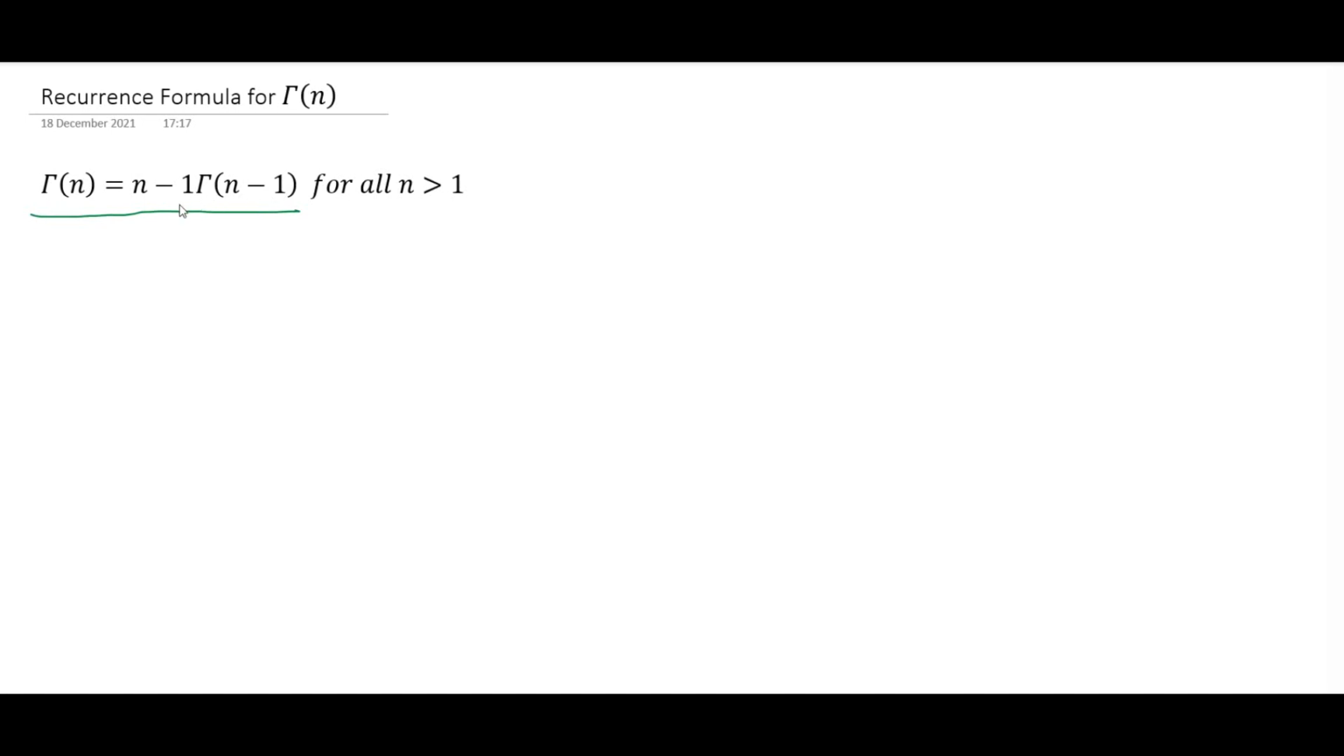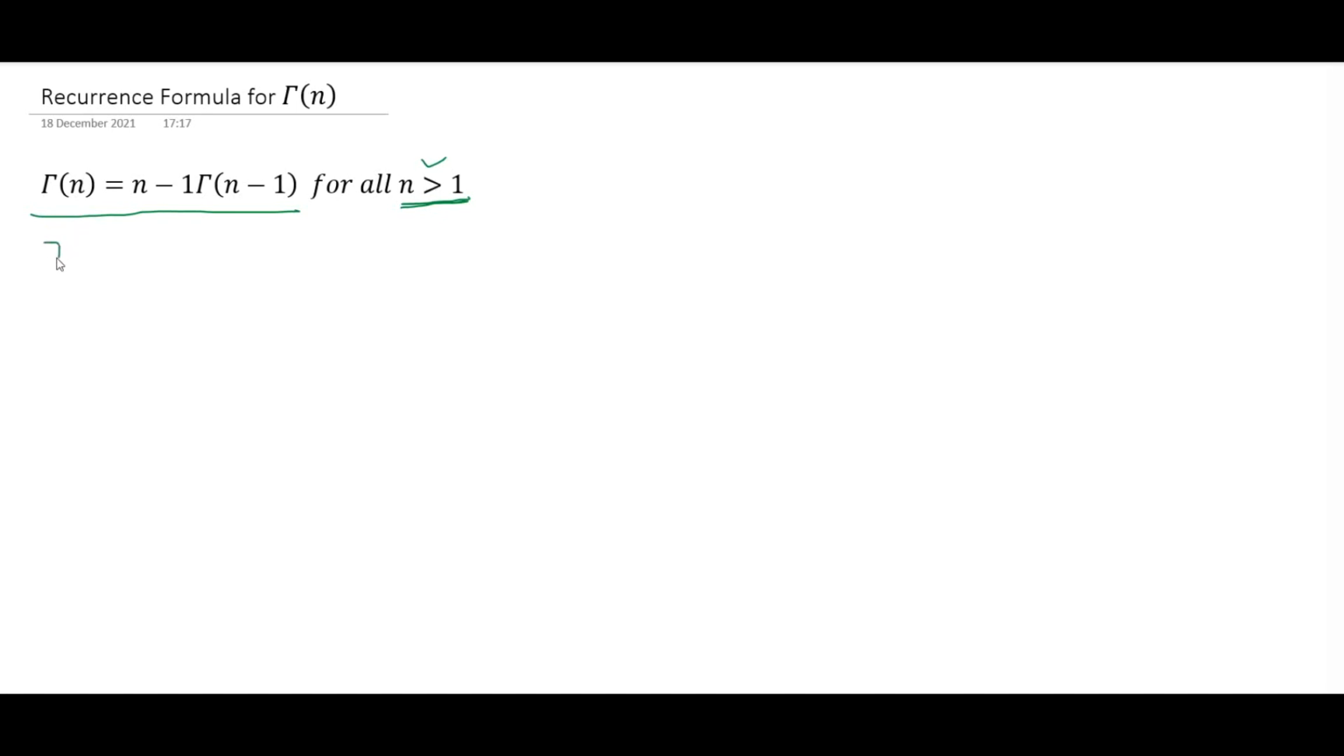So this is a step back formula, but you must be sure that n must be greater than 1. This formula is applicable when n is greater than 1. It doesn't matter whether n is an integer or a fraction, but you must be sure that n is greater than 1. So first we will prove this recurrence formula, and then we will see some examples of it.